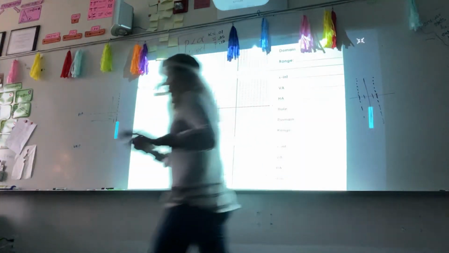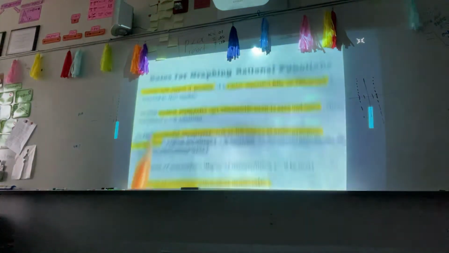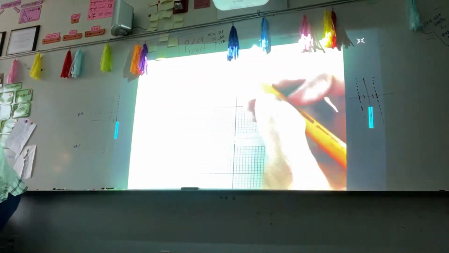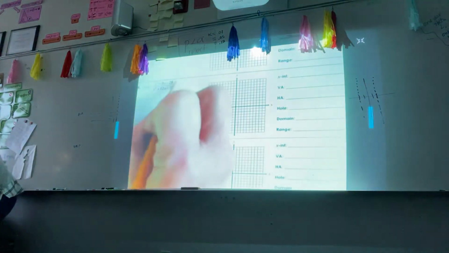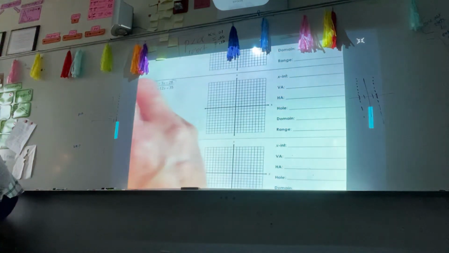All right, here we go. Factor, factor, factor. Step number 1. I want you to factor and cancel. See if there's a hole in the graph. All right, factor. How do I factor the top? X method. Thank you. I'm going to come over here.